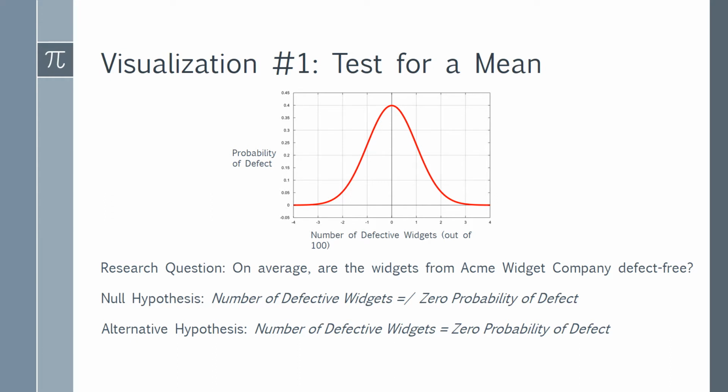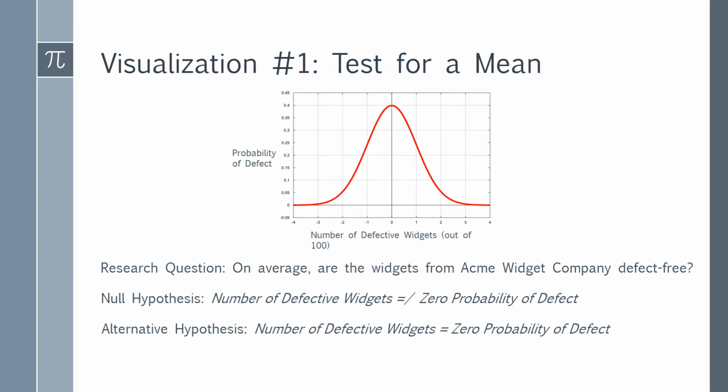So the null hypothesis here is the number of defective widgets is not equal to 0 probability of defect. As to where our alternative hypothesis is that the number of defective widgets is equal to 0 probability of defect.